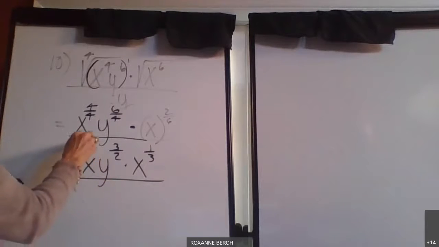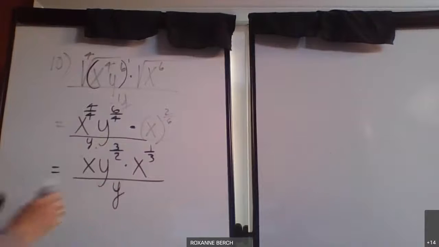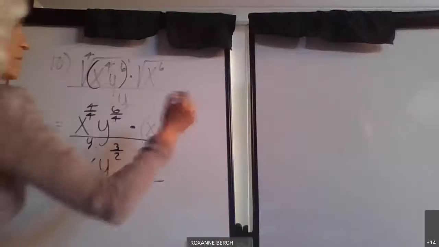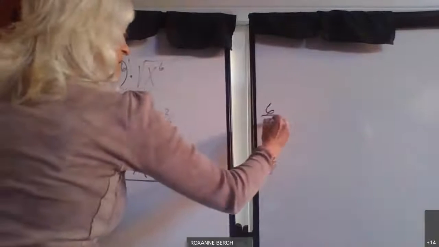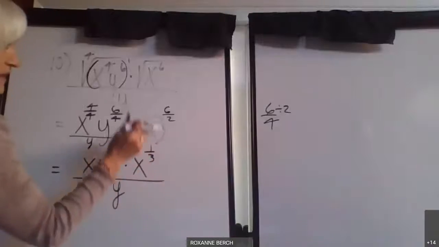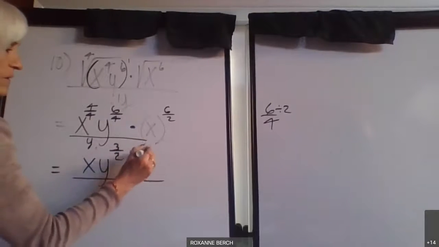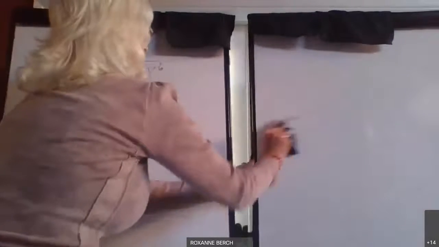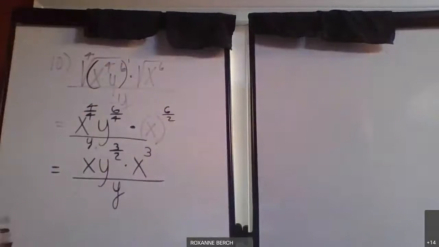Did I erase something? This is a y, huh? Miss Birch, wouldn't it be x to the 6/2? Well, when you're simplifying 6/4, no, on the second x. Right, 6/2, thank you. 6/2 would be 3, thank you. Yeah, that is correct. Okay, anything else? Does this look good to you guys? Is this what you guys got?